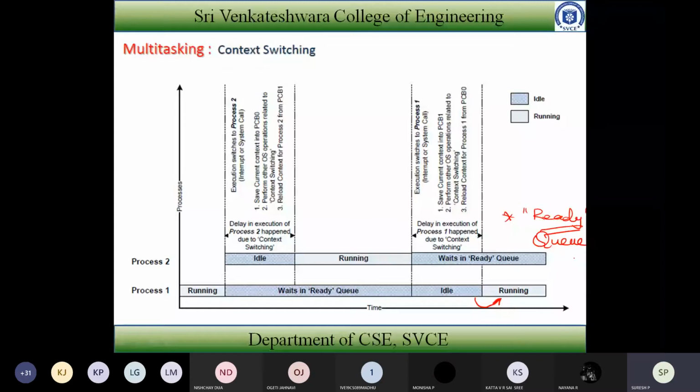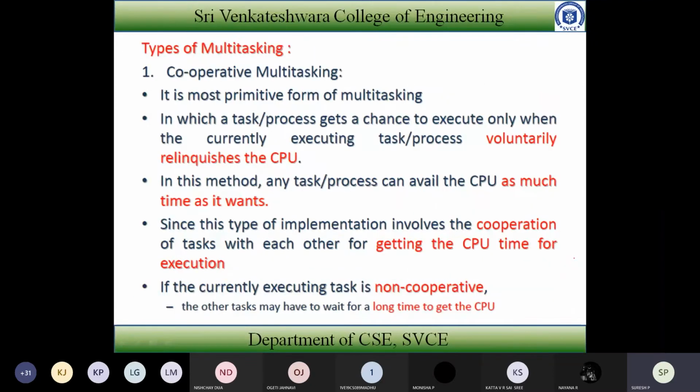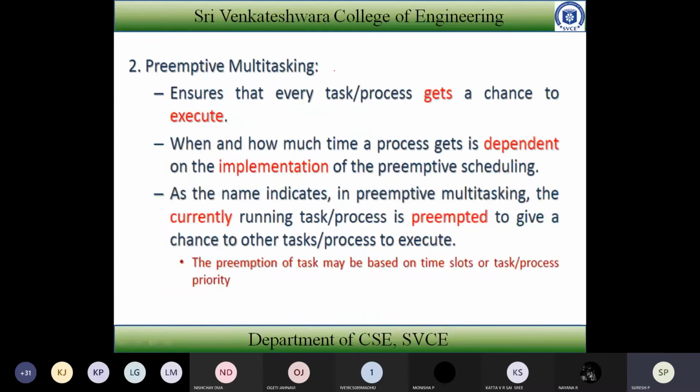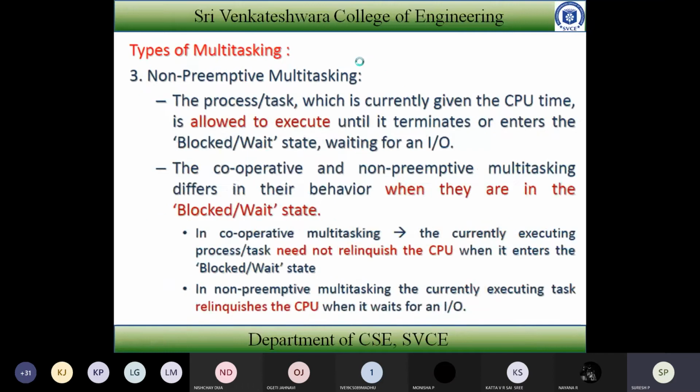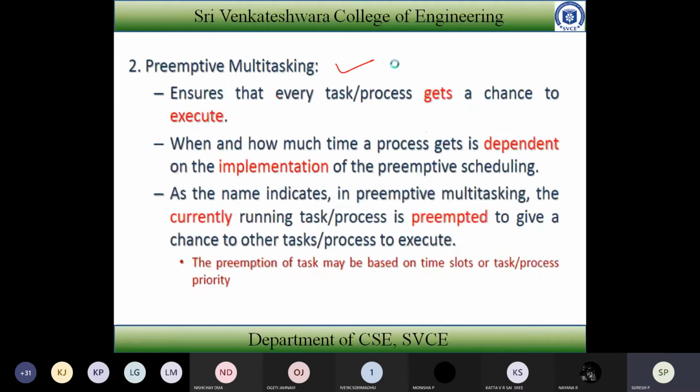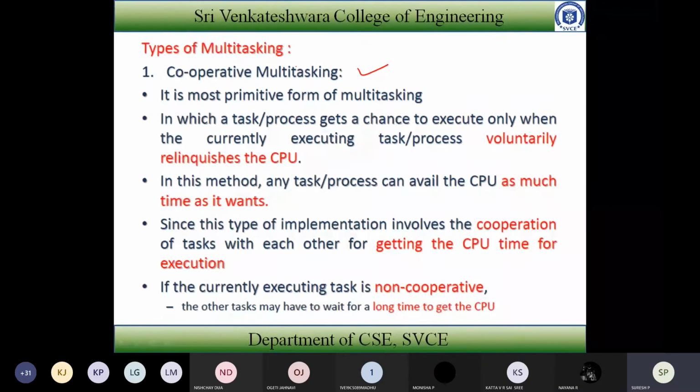Next, you're going to have different types of multitasking. Let us discuss what the different types of multitasking are. One is cooperative multitasking, next is preemptive multitasking, and next is non-preemptive multitasking. Let us discuss what we mean by cooperative multitasking.